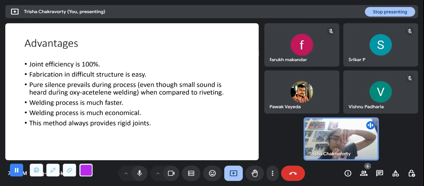In bolts, if the bolt hole is drilled a little wider than the diameter of the bolt shaft, there may be some kind of relative movement between the two plates that we are bolting together. So it may not be completely rigid. There can be some relative movement, but for weld, that doesn't happen.